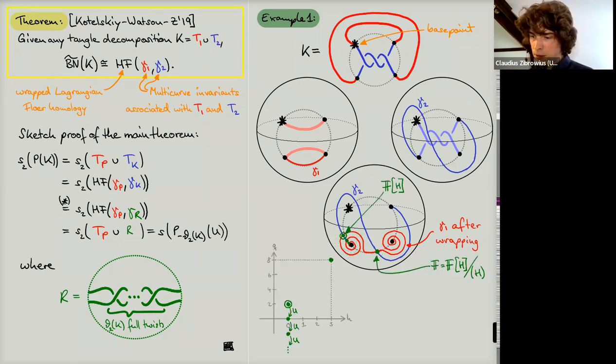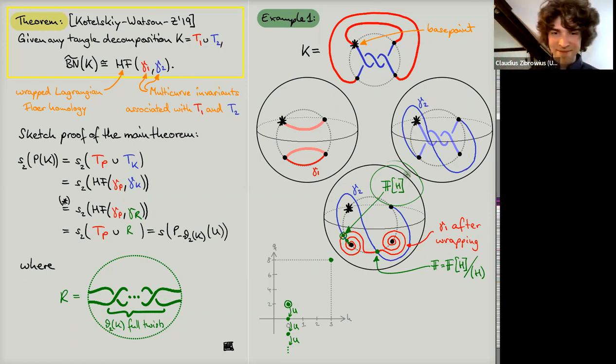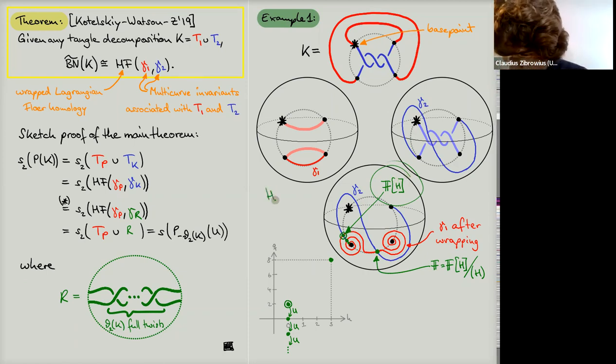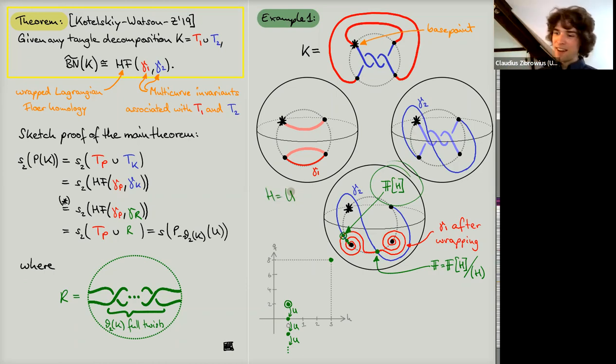So in the picture, these infinitely many intersection points correspond exactly to this free part, to this tower, to the copy of F adjoint U. Oh, sorry, these should be U's. Yeah, H is equal to U. Apologize. So they correspond to this free summand, to this tower, and then this single intersection point corresponds to the generator in Bar-Natan homology here.